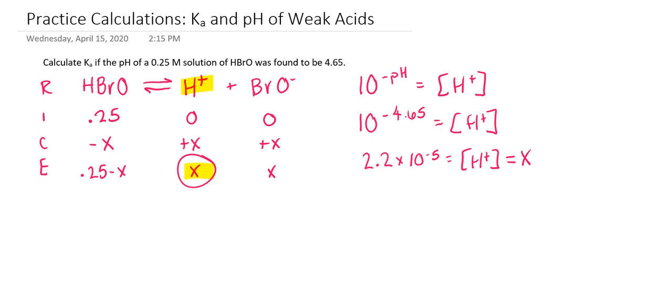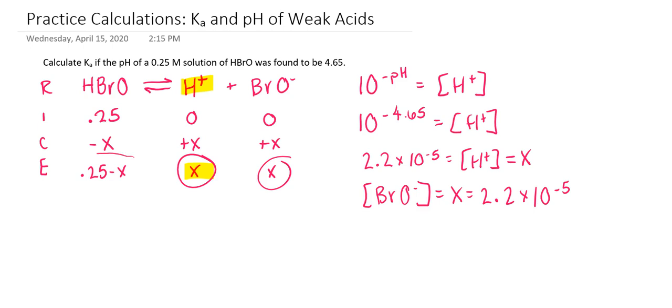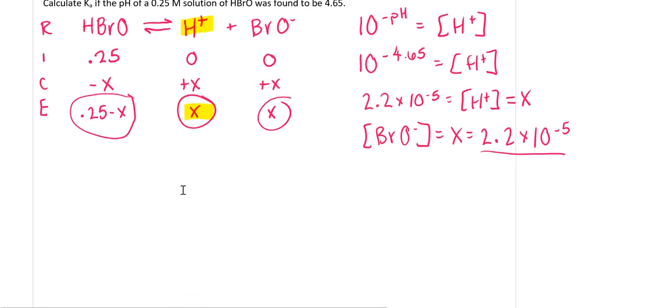Once we have X, we can figure out the rest of our concentrations. So the concentration of our conjugate base is equal to X, so its concentration is also 2.2 times 10 to the negative 5th. Alright, for our acid, its concentration at equilibrium is going to be equal to 0.25 minus X. But since X is so small, it's going to be negligible, so I'm going to leave X out.